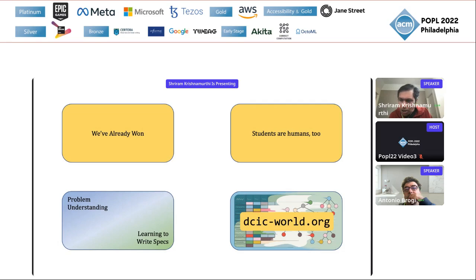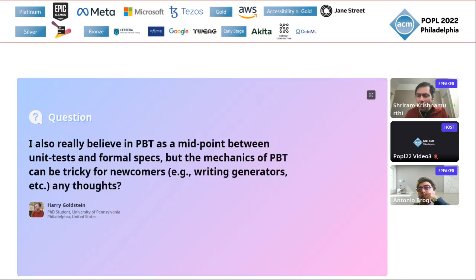and formal specs, but the mechanics can be, yeah, it is a little tricky. So that's a great question, Harry. Actually, we have two very different takes in what we do in the intro class and what we do in the formal methods course. In both of them, we actually start by having them write the generator themselves.